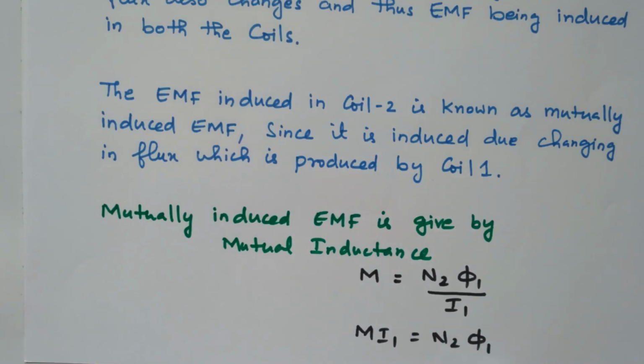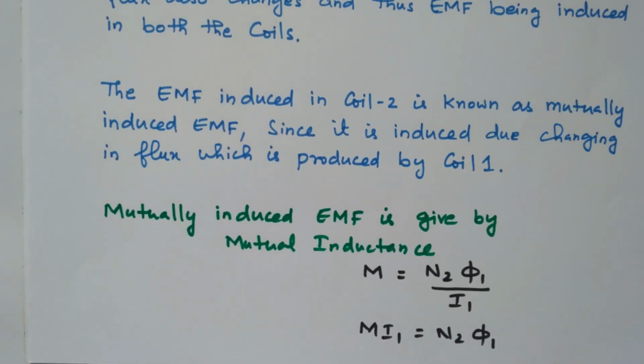So we can see the derivation for the mutually induced EMF. We start from mutual inductance: M equal to N2 phi 1 by I1. First we consider the second coil, N2 phi 1 by I1. Cross multiply this, so that M I1 equal to N2 phi 1. Now we will go for the further simplification.